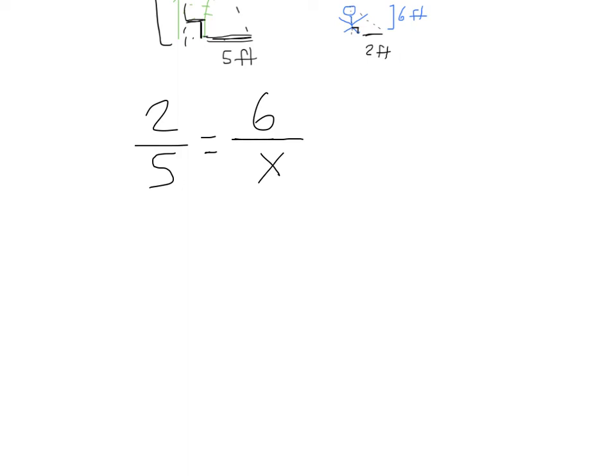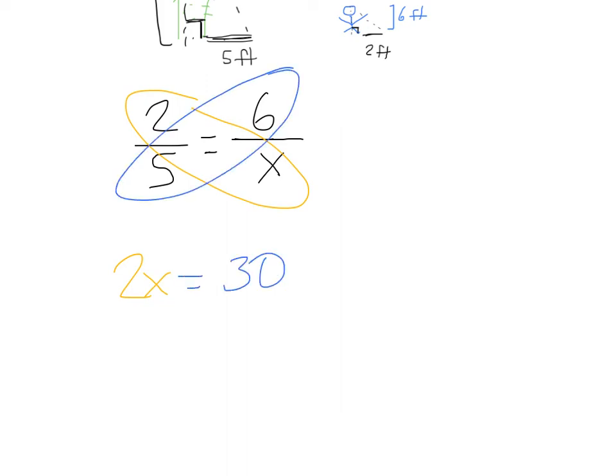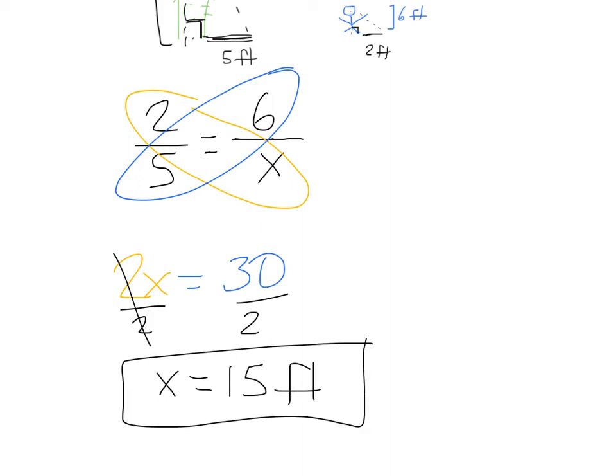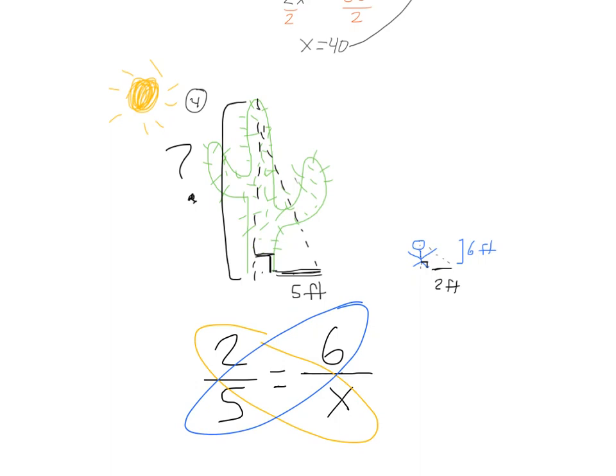So what we can do now is solve by cross multiplication, or we could use mental math, but I'm going to cross multiply just to always be sure. So 2 times x is 2x, and that's going to equal 5 times 6, which is 30. Last step, to get x by itself, divide by 2, and look what you have. X equals 30 divided by 2, which is 15 feet. All right, so if we go back up here, what does that mean? It means the cactus is 15 feet tall.